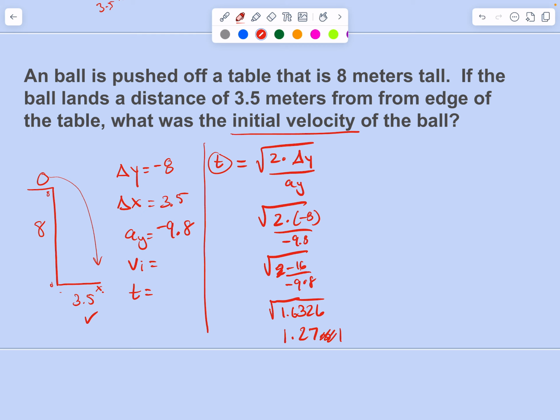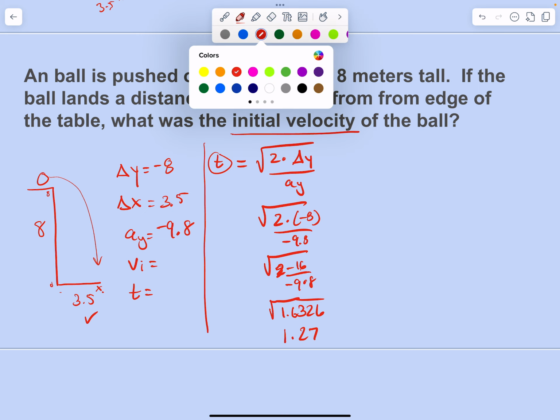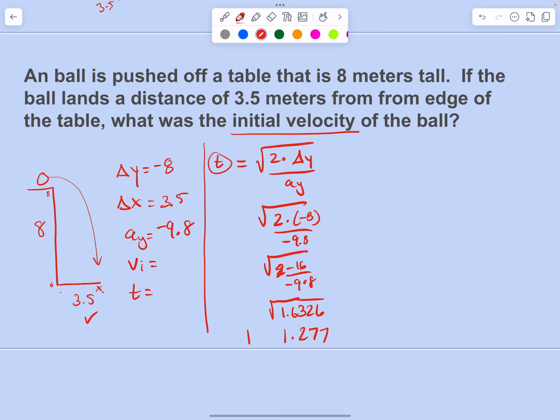I'm going to keep it at 1.277. Just because I like to have a few more numbers after the decimal to make sure that I am not rounding too early, because it will affect your end result. So that's my t of 1.277 seconds.